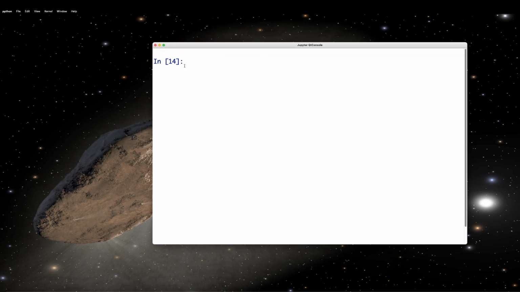So there are four types of numbers that you are likely to use in Python. The first one is plain integers, the second one is long integers, the third one is floating points, and the last one is complex numbers. So let's start with the plain integers.